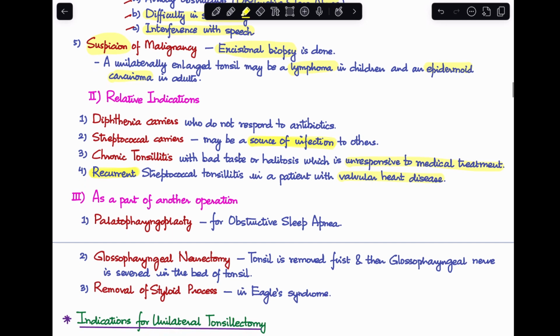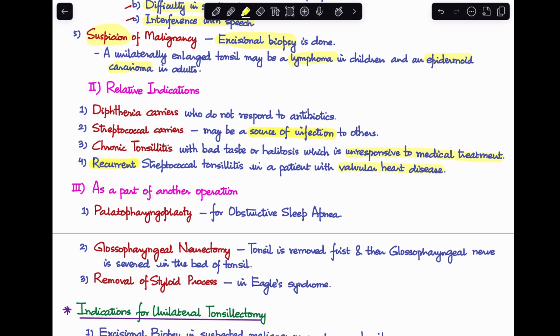Last category of indications are when tonsillectomy is performed as a part of another operation. So there are three such examples. One is palatopharyngoplasty, which you perform for a case of obstructive sleep apnea. Second is a glossopharyngeal neurectomy. Here, we remove the tonsil first and then the glossopharyngeal nerve is severed because the glossopharyngeal nerve is one of the structures which are seen in the bed of the tonsil.